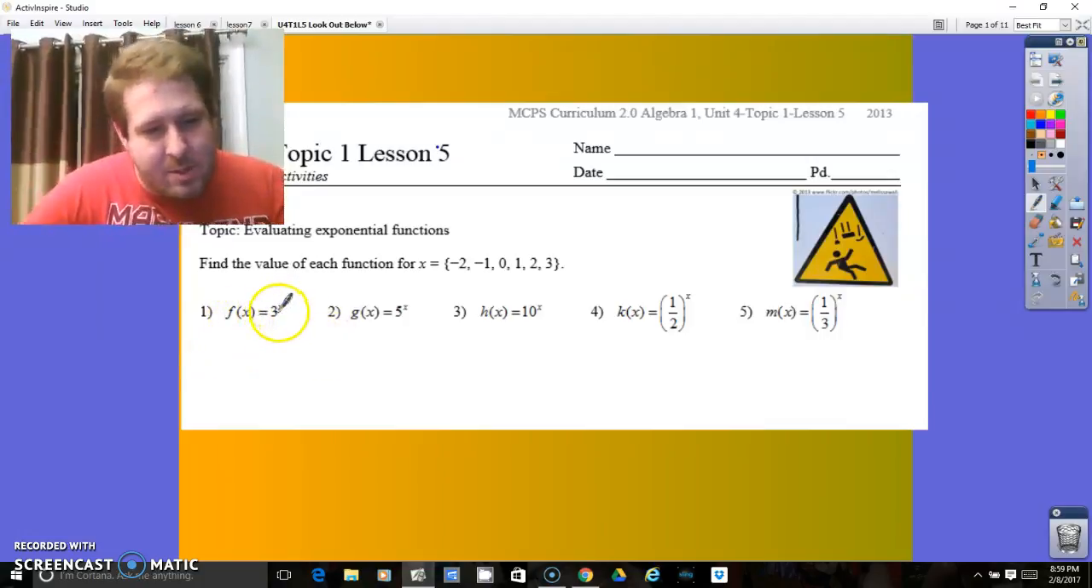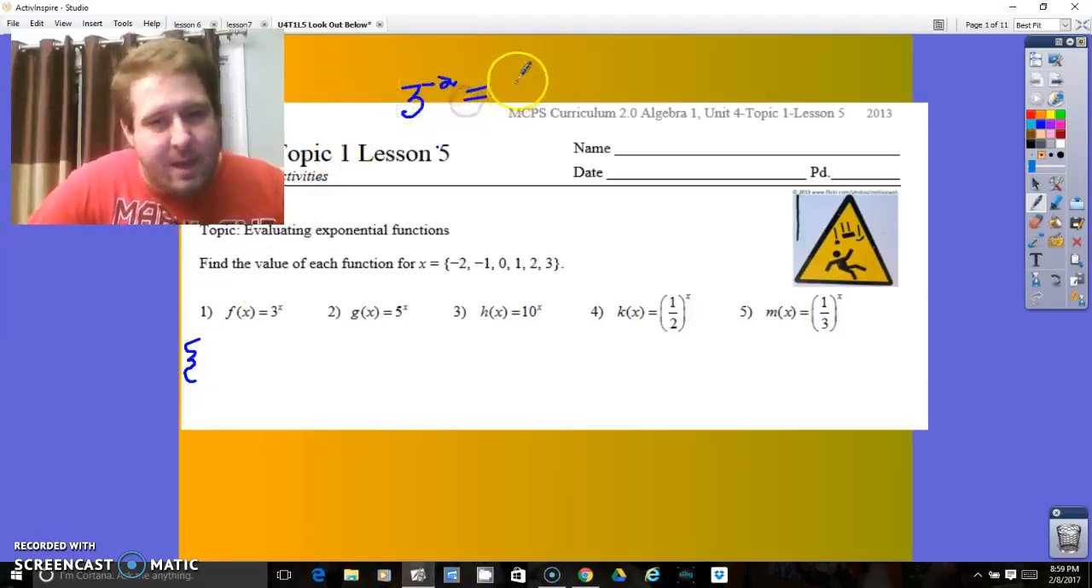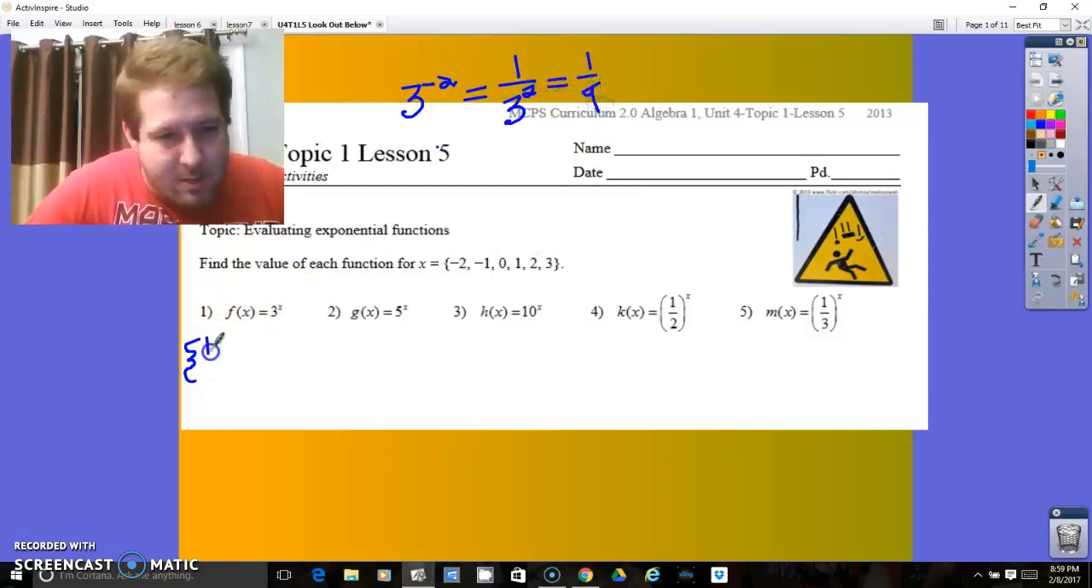So if f of x is 3 to the x power, I'm going to set x equal to all of these domains. So if I put negative 2, so 3 to the x, 3 to the negative second. Well, negative second, if I want to make that a positive second, all I have to do is flip it, which would become 1 over 3 to the second. 3 to the second is the same thing as 1 over 9. So that's 1 over 9.